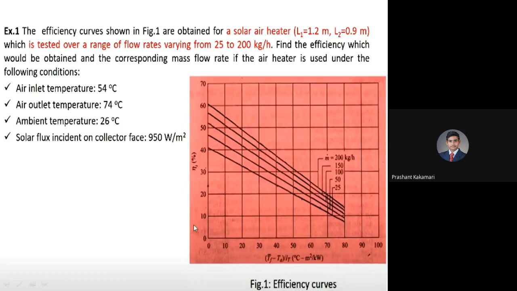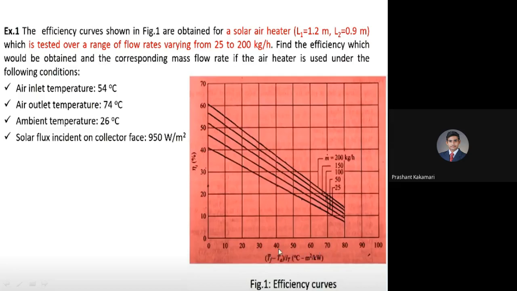So by that one can find out this value, (TF minus TA) divided by IT. IT, as I told you, kilowatt, you write it as 0.950 watt per meter square. So for that value, you will get one constant value. I'm not talking about the complete curve, I'm talking about one value. For a given value in the problem, how to find out efficiency.